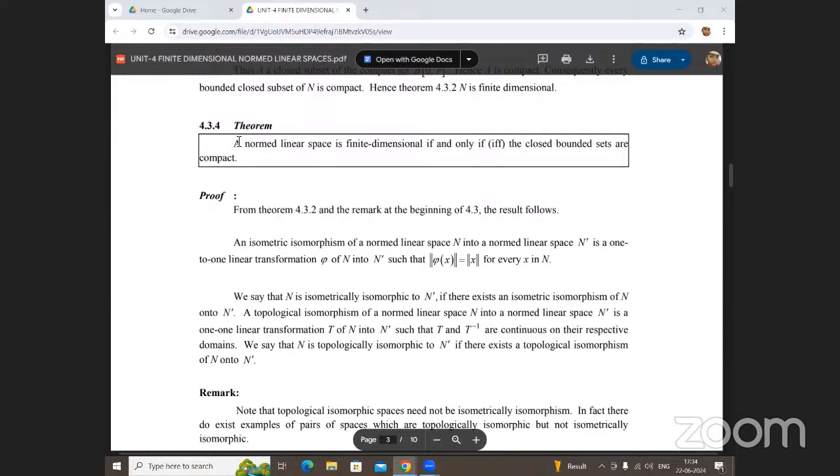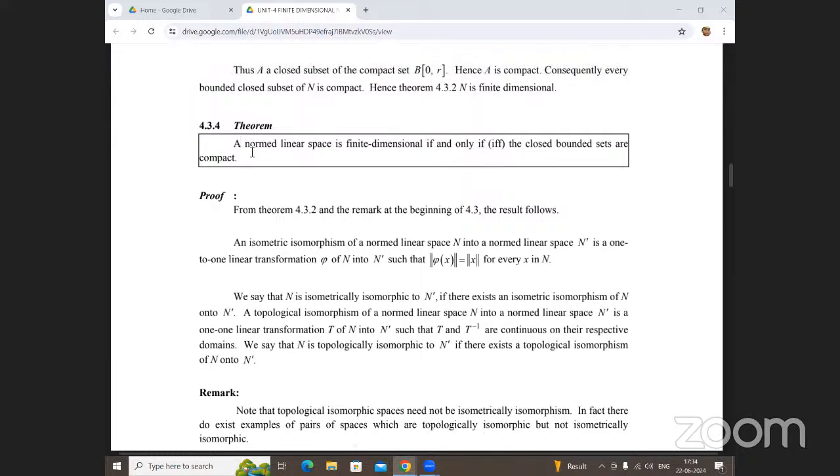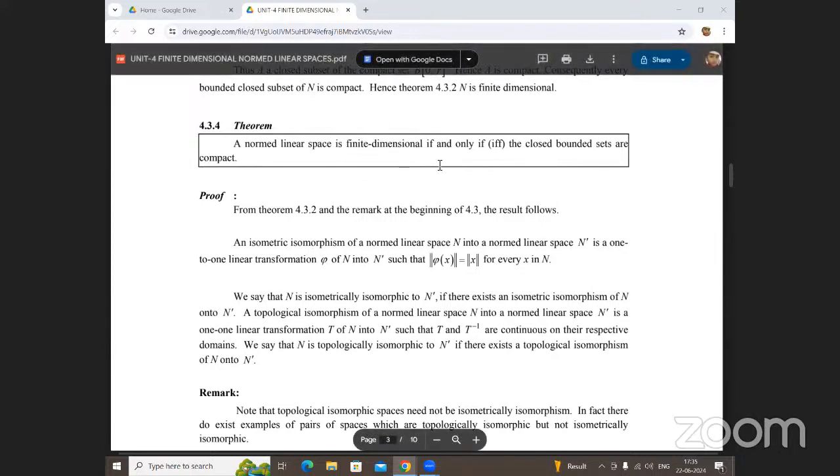Now, this is 4.3.4. Especially in this unit, sometimes this is given; every time it is also repeated. Those theorems are repeated here. A normed linear space is finite dimensional. First of all, what is the meaning of finite dimensional? The normed linear space having a finite basis is called finite dimensional. The number of basis elements is finite. That is called finite dimensional.